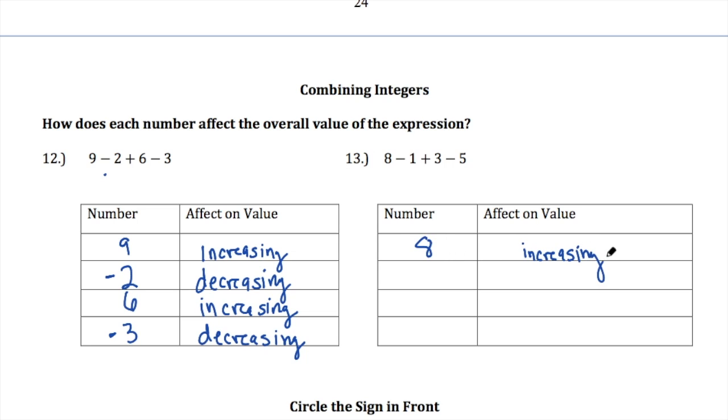So in the next example, 8 is increasing the value of the expression. There's nothing written in front, but we always assume a positive when nothing's written in front. Let's just go ahead and call this next number a negative 1. It is decreasing, it's like a debt. So we would write a debt as a negative 1, and we can write that as a negative 1 as well. 3 is increasing the value of the expression, and then this is really like a negative 5 at the end, decreasing the value of the expression.